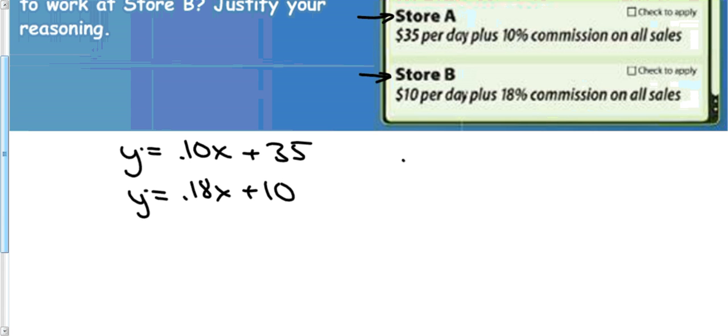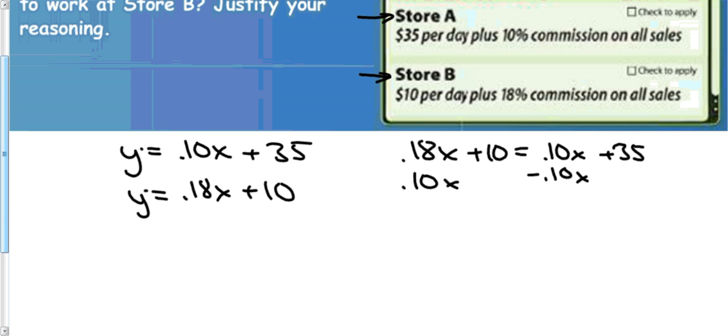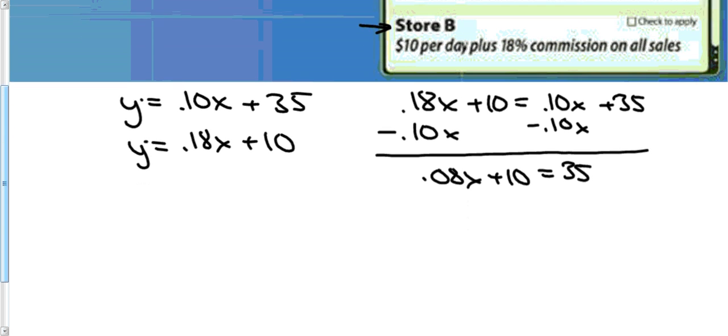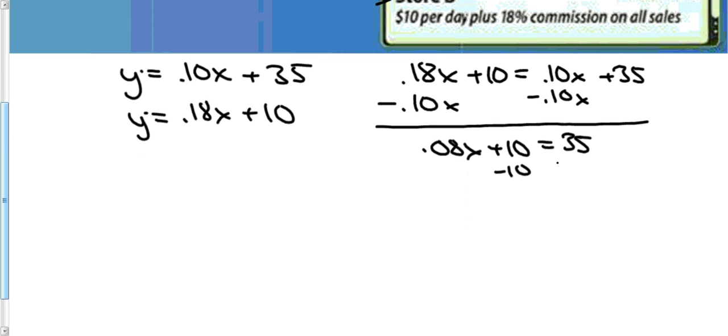So I would get 0.18x plus 10 is equal to 0.10x plus 35. Subtract 0.10x from both sides, and we're left with 0.08x plus 10 is equal to 35. Subtracting 10 from both sides gives me 0.08x is equal to 25.